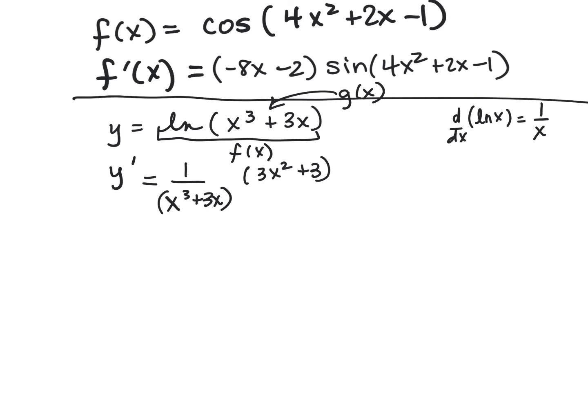So take all that and raise it to 3x squared plus 3. No, it's not raised, you multiply it. So you end up with 3x squared plus 3 over x cubed plus 3x.